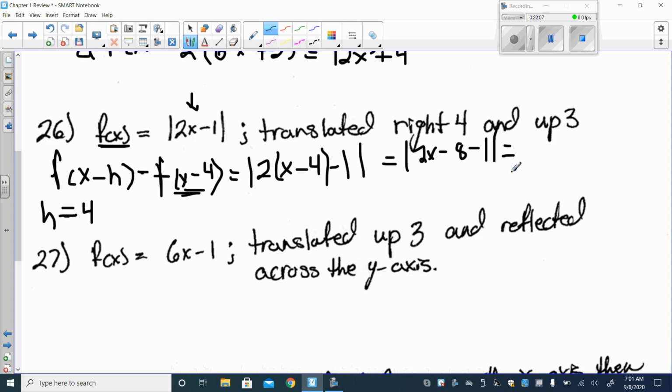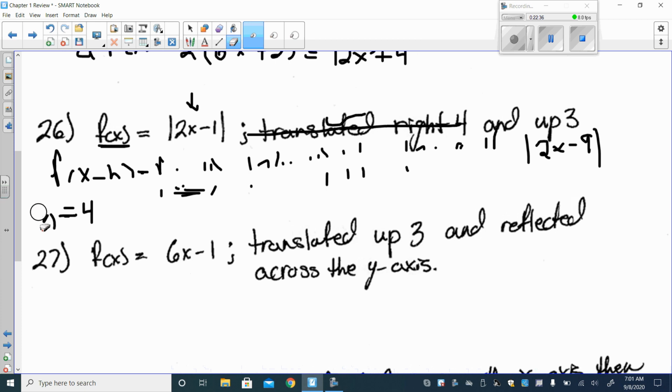And what that'll give us is the absolute value of 2x minus 9 as our first part. So once we do the first step, moving it to the right 4, we get 2x minus 9. Now the next thing we need to do is the up 3. So we got the first part done. Got this finished. So for the up 3, we're going to add 3 to our function here.